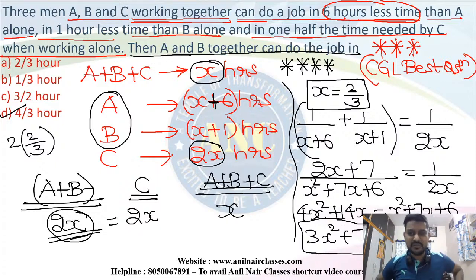These are some questions where we cannot avoid using variables. You cannot just assume that A plus B plus C has 10 days, so A will be 10 plus 6, 16 days, B will be 10 plus 1, 11 days, C will be 2 times 10, 20 days. Some random numbers you cannot take and solve for these kinds of questions. So you cannot actually escape from the variable method.